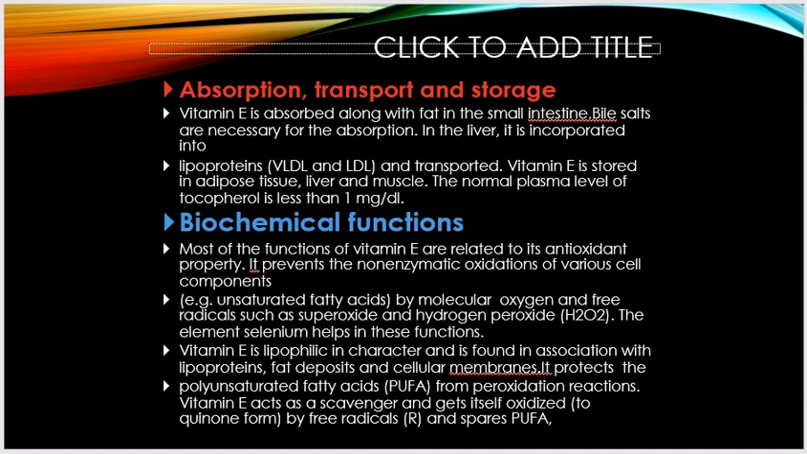Regarding absorption, transport, and storage, vitamin E is absorbed along with fat in the small intestine in the presence of bile salts. They are necessary for the absorption of vitamin E. In the liver, it is incorporated into lipoproteins like very low density lipoproteins and low density lipoproteins and transported. Vitamin E is stored in adipose tissue, liver, and muscles, and the normal plasma level of tocopherol is less than 1 milligram per deciliter.